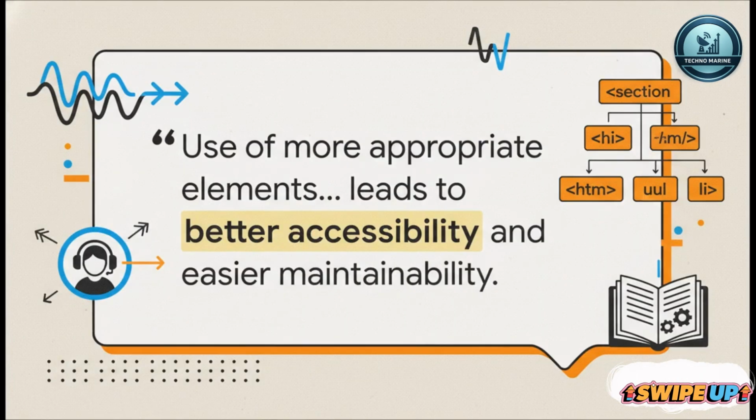So why does all this matter so much? Well, there are 2 huge payoffs. First, it makes your website way more accessible. People using screen readers rely on these meaningful tags to navigate your page. And it helps search engines like Google understand your content better. Second, it makes the code so much easier for you and for anyone else on your team to read and maintain down the line. It's just self-documenting.